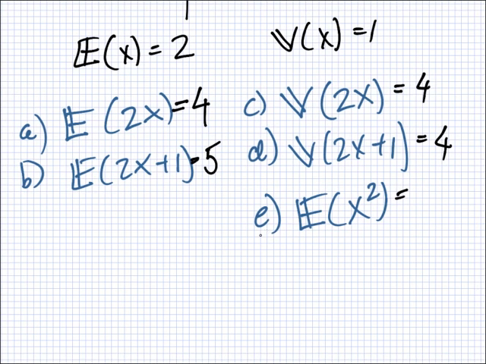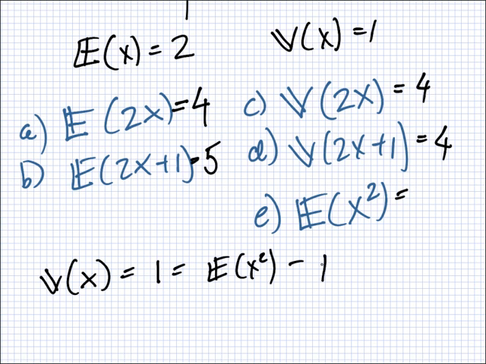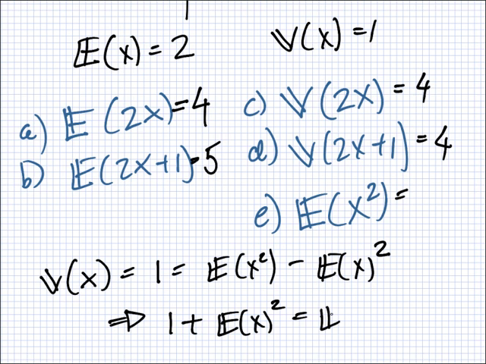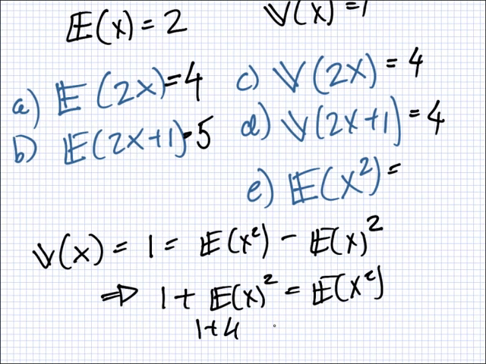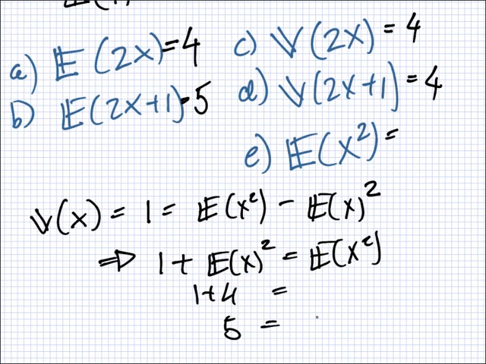Well, let's see. I tell you that the variance of x is equal to 1, and that's equal to the expected value of x squared minus the expected value of x with the square on the outside. So that means the thing that you want will be 1 plus the square of the expected value. Now, what did we say that was? We said that's 2, didn't we? So that's 1 plus 4. So the answer then is 5 for the last one. A little bit tricky, that last one.